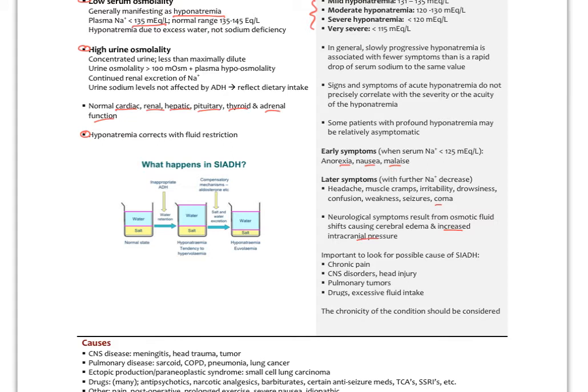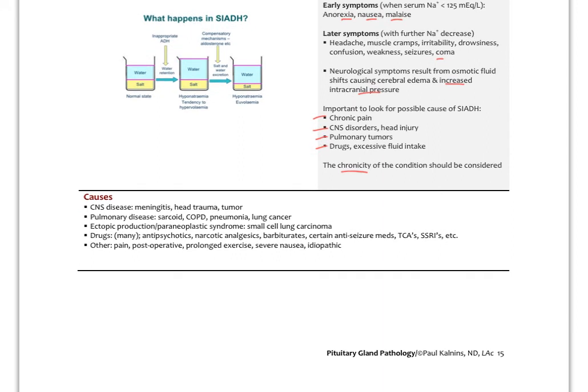So we want to look for all the potential causes in our assessment: chronic pain, any recent CNS disorders, head injuries, pulmonary tumors, which might be secreting ADH, what medications they are taking, and what their fluid intake is in general. And then how chronic has this been going? Is this less than 24 hours, or is it going on for weeks or months or years?